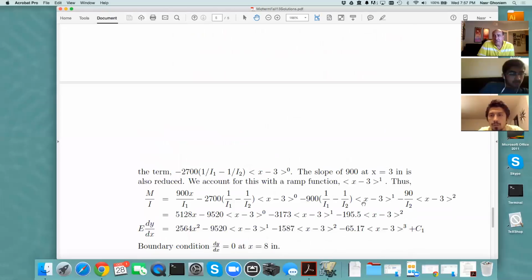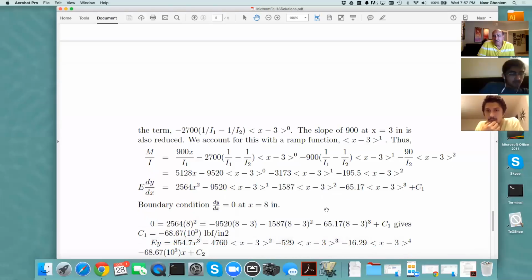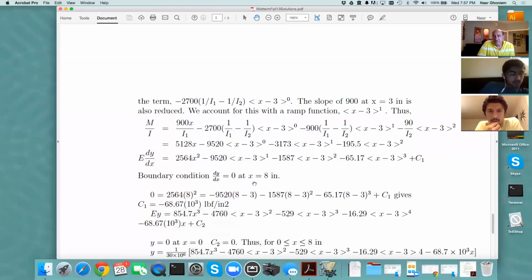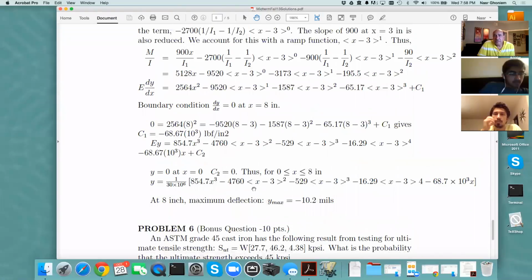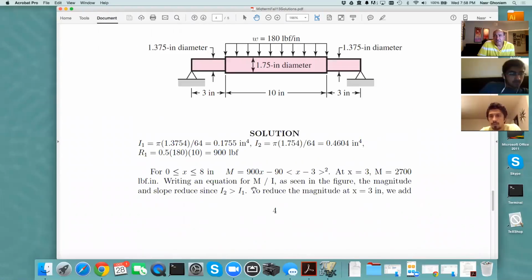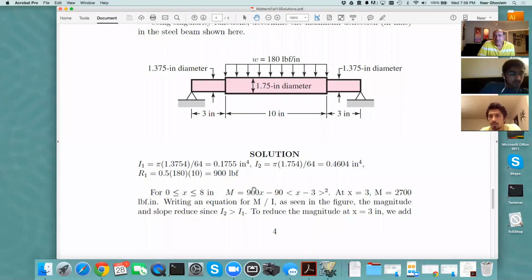So this is the slope, and then the last term remains the same. And then the integration gives us a C1 and C2, and the boundary conditions are that the deflection equals 0 at x equals 0, and the derivative is equal to 0 in the middle. So this is what I did in class, and you're pretty familiar with it now.